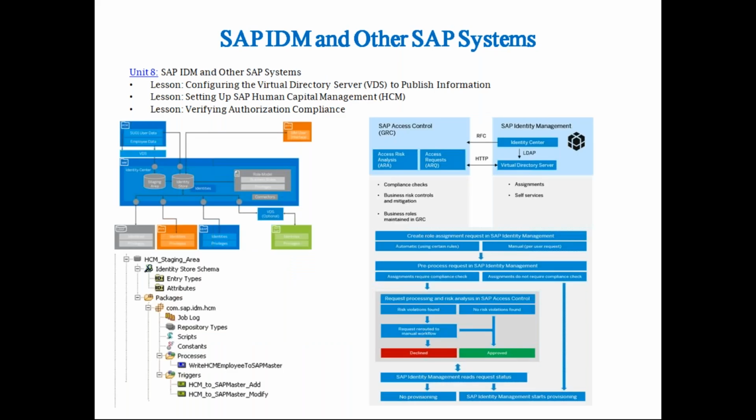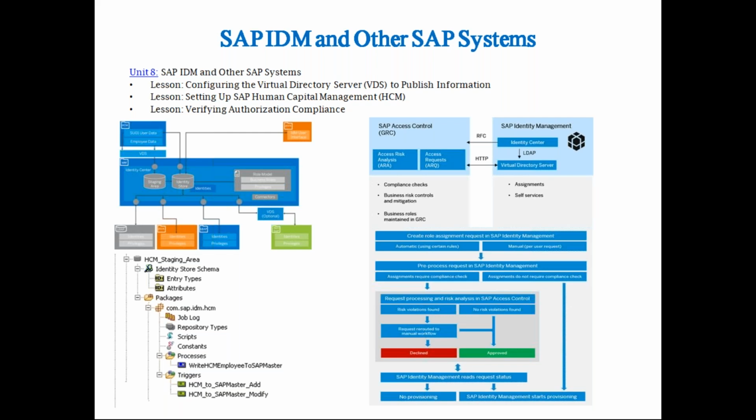Next, we will be discussing HR integration. That means how we can integrate the HR system to the IDM system, and how we will integrate the GRC system to the IDM system, so that you can understand the entire business scenario. A user is uploaded into HR, then it flows into the IDM system. When you assign some roles to the user in the IDM system, it goes for the risk analysis in the GRC system.